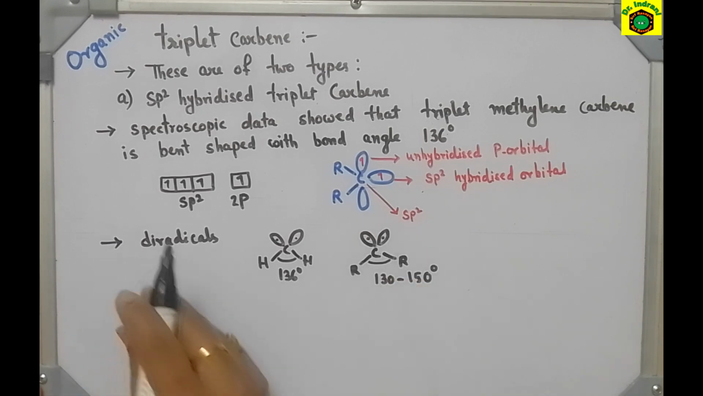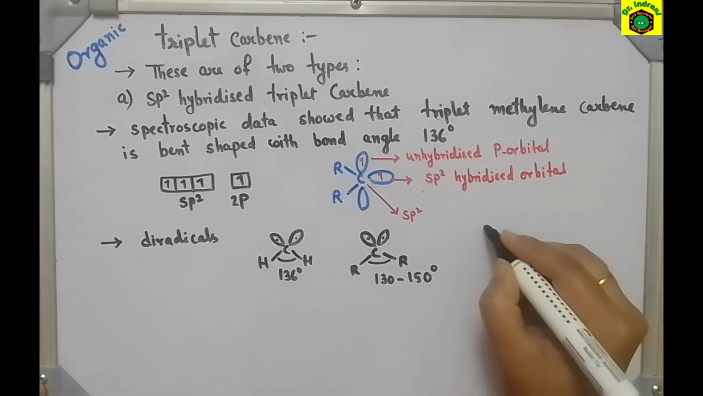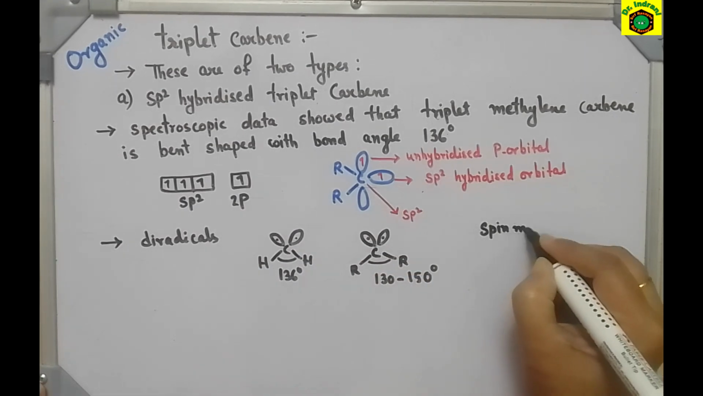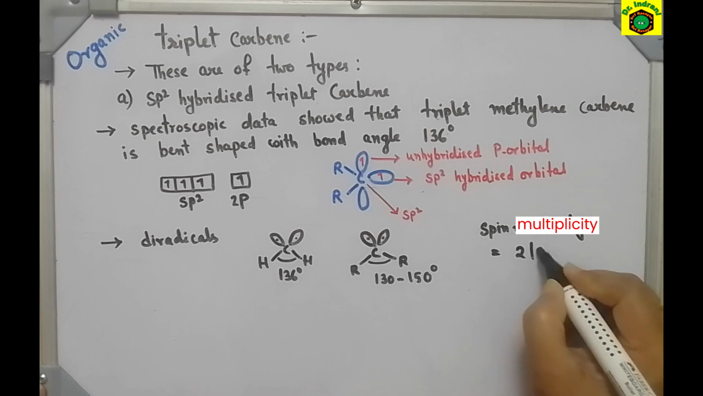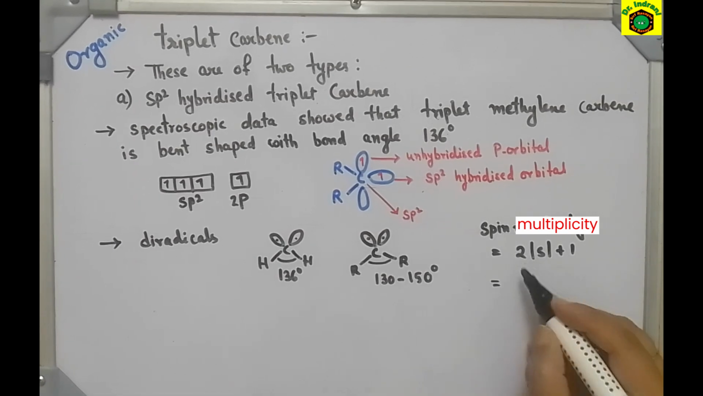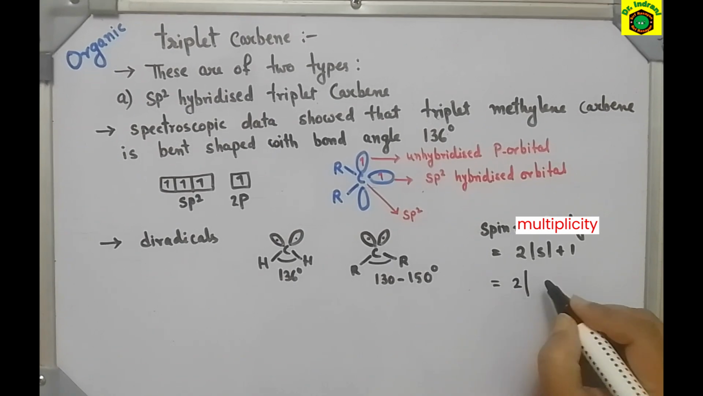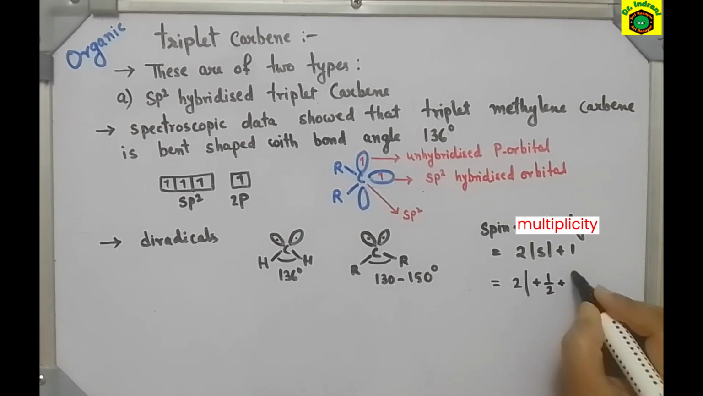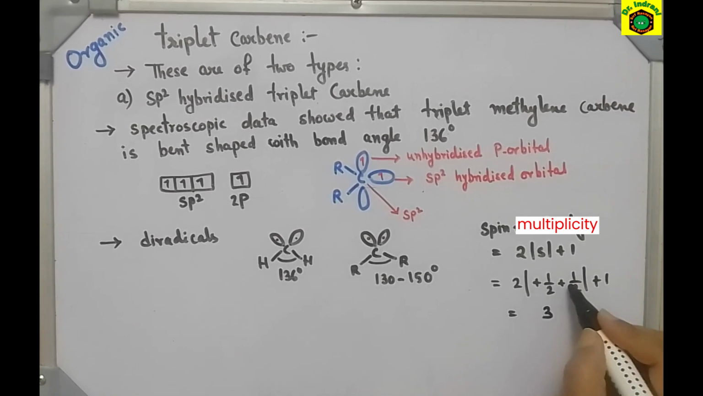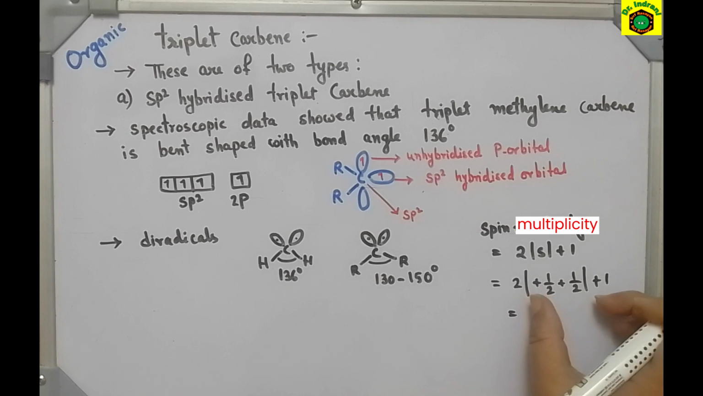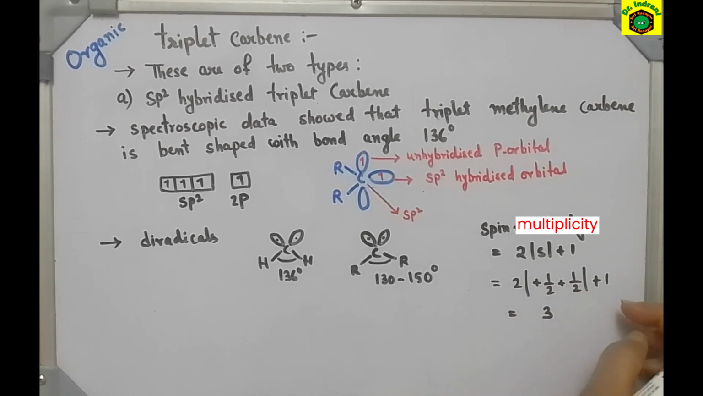Now see here, what is the spin multiplicity? Spin multiplicity, you know already, is 2S plus 1, where S is the total spin, and the modulus is taken. So if both have plus half, the multiplicity you get is 3. If both have minus half, that means minus 1, and since the modulus is taken, you get 1, and then 2 plus 1 is equal to 3. So here the spins will be parallel.